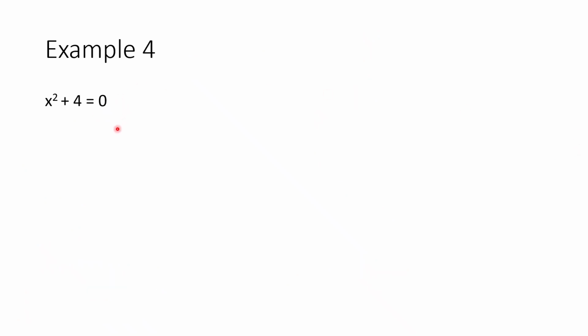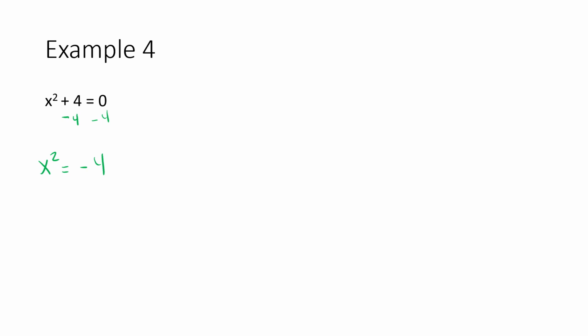All right, last example, x squared plus 4 is equal to 0. So we're going to try to get that x squared by itself so that we can take the square root. And then what happens here is we get x squared is equal to negative 4.